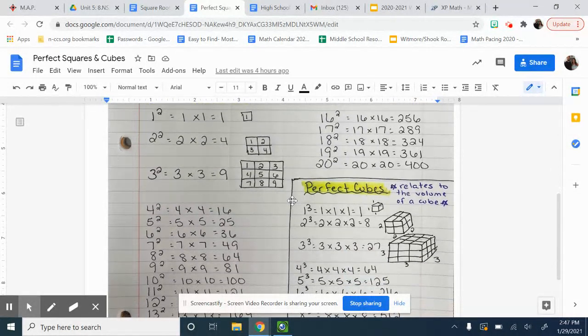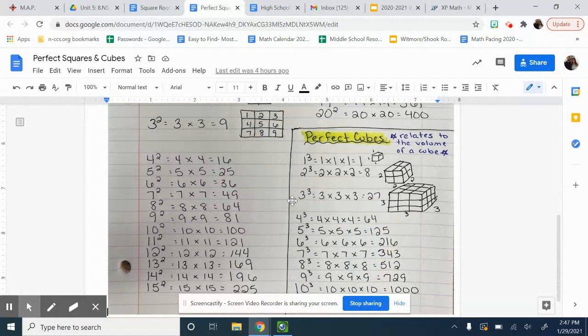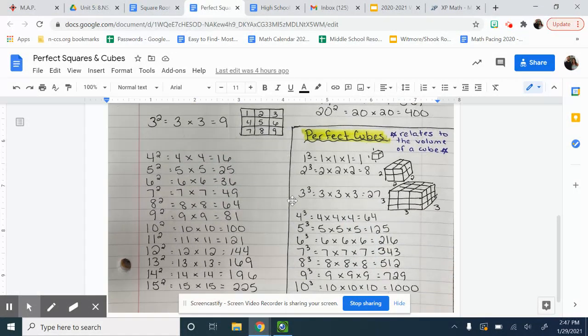Perfect cubes, you have to think about, it relates to the volume of a cube. So to find volume of a cube, technically the formula is side cubed. You would have probably learned it as length times width times height. Again, that's 3 numbers in a cube, they would all be the same. So 1 cubed is 1 times 1 times 1, which is 1. 2 cubed is 2 times 2 times 2, which is 8. 3 cubed, 3 times 3 times 3 to get 27.